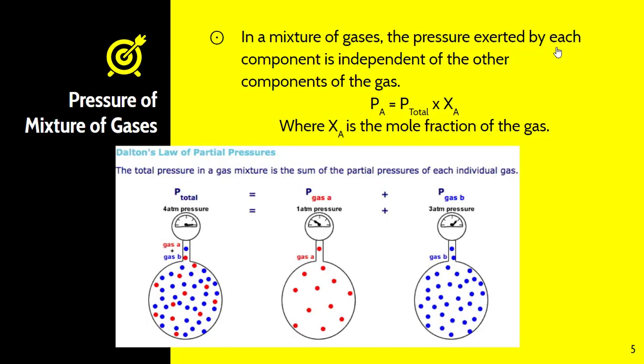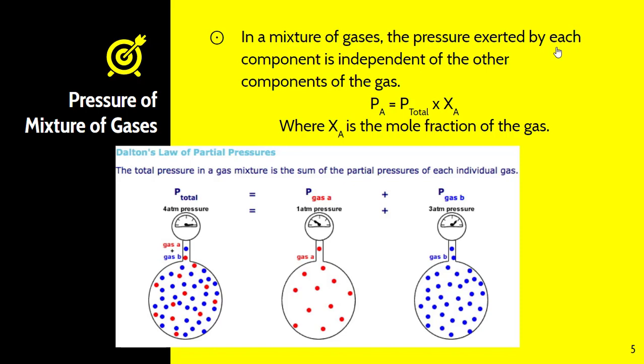Now, in a mixture of gases, the pressure exerted by each component is independent of the other components of the gas. So what you would have to do is take the total pressure that is present and multiply that by the mole fraction. Once you get that, you get the pressure that is exerted by that specific gas. Again, mole fraction is what's critical here, because remember, a mole of any gas is 22.4 liters. So when you have a mole of gas, it's going to apply the same amount of pressure as a mole of any other gas, because it's the same number of molecules in an ideal situation.